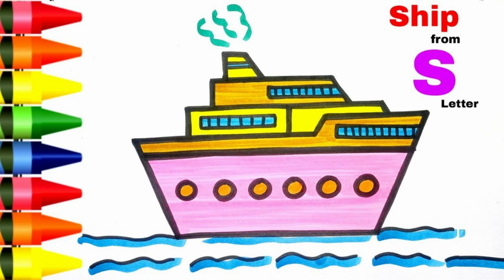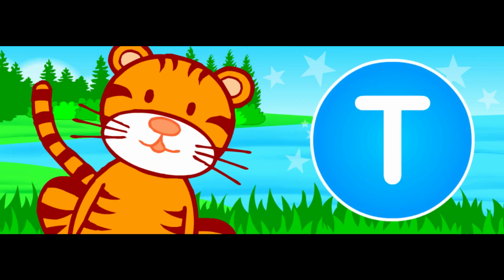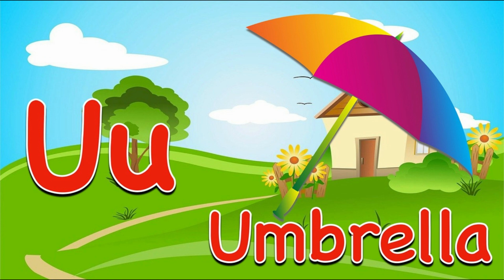S is for save, S save. T is for tiger, T tiger. U is for umbrella, U umbrella.